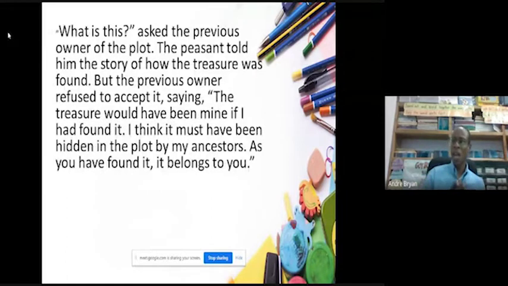"What is this?" asked the previous owner of the plot. The peasant told him the story of how the treasure was found. But the previous owner refused to accept it, saying, "The treasure would have been mine if I had found it. I think it must have been hidden in the plot by my ancestors. As you have found it, it belongs to you."